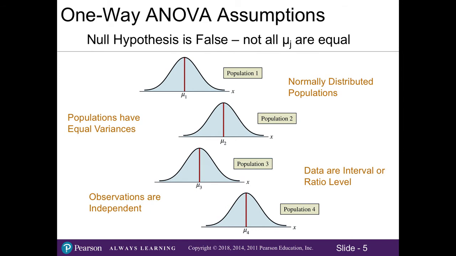Now let's say our null hypothesis is false, and not all the means are equal. So again, here are our 4 class sections, for instance. Even if the null hypothesis turns out to be false, our assumptions still apply. We still have equal variances, the observations are independent, we're working with normally distributed populations, and it's still ratio level data. But we can see here that our means are all different.